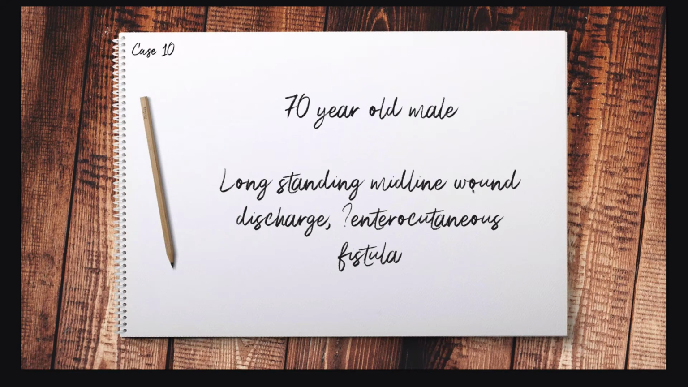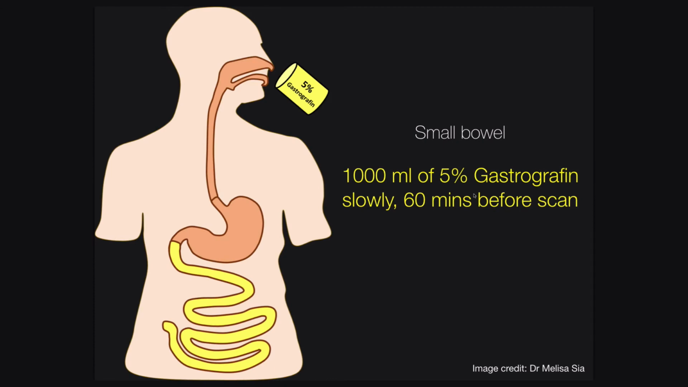Okay, so the third protocol is to do with the small bowel. This is a 70-year-old male who's had this long-standing midline wound discharge after several laparotomies and different bowel procedures many years earlier. They're wondering whether or not he's got an enterocutaneous fistula to account for this wound discharge that he has.